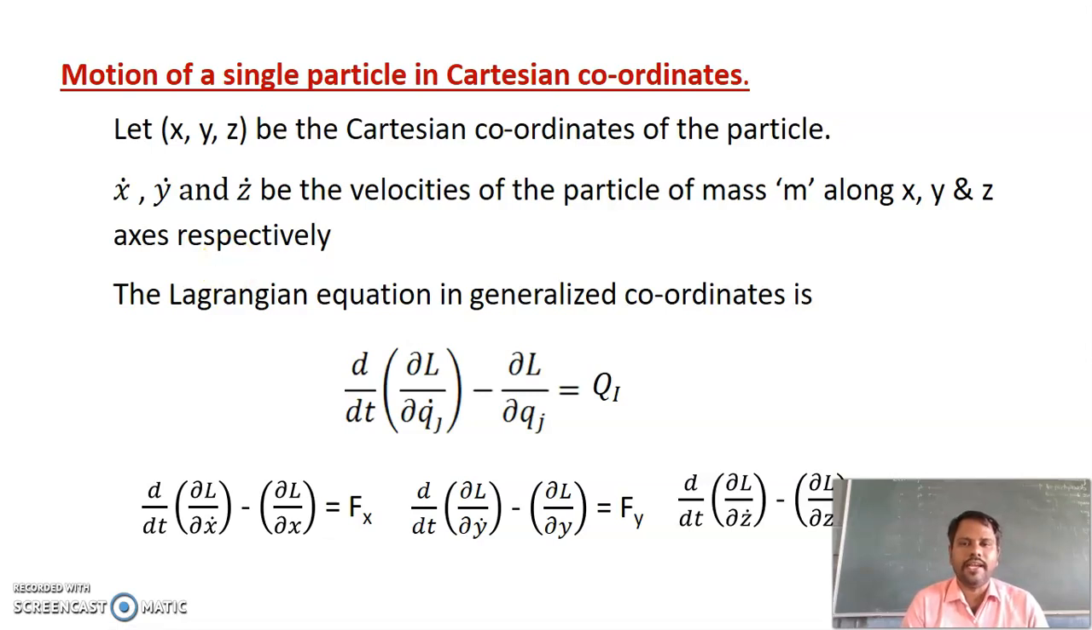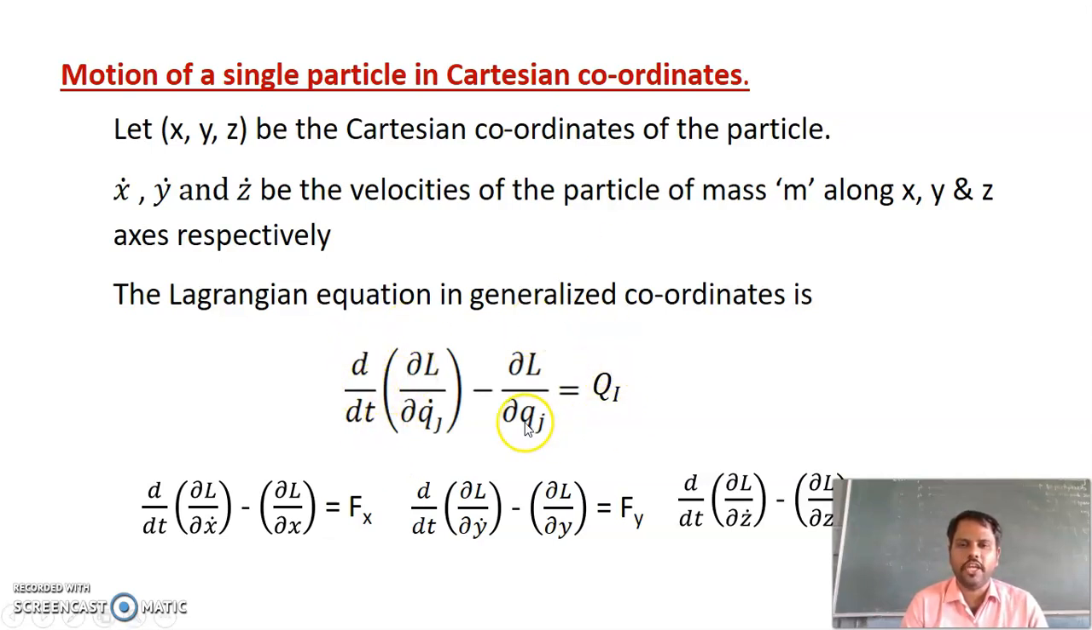We know that the Lagrangian equation in generalized coordinates is given by d by dt of dou L by dou Qj dot minus dou L by dou Qj is equal to Qj, and also L is equal to T minus V. I know its velocity and its mass, so the kinetic energy is given by half m times x dot square plus y dot square plus z dot square. However, for a moving particle, the potential energy is assumed to be 0.